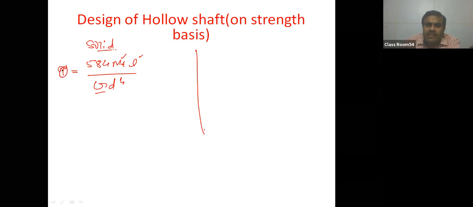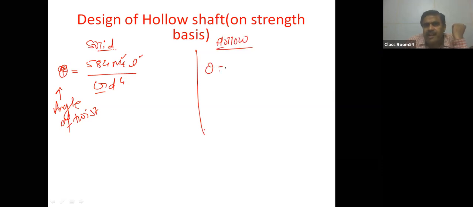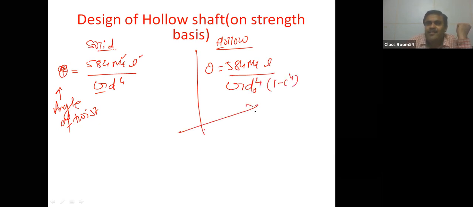This is not tau, this is theta. Theta is the angle of twist. So theta equal to 584 MTL by G D4. In case of hollow shaft, theta is given by 584 MTL divided by G, and in place of D, we will use Do. So it is G Do4 times 1 minus C4 again. So now in case of rigidity, our formulas are also similar, and there is nothing to remember, just the formula change. So rigidity part also we have covered.